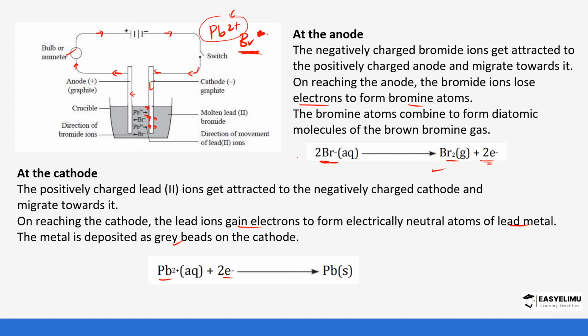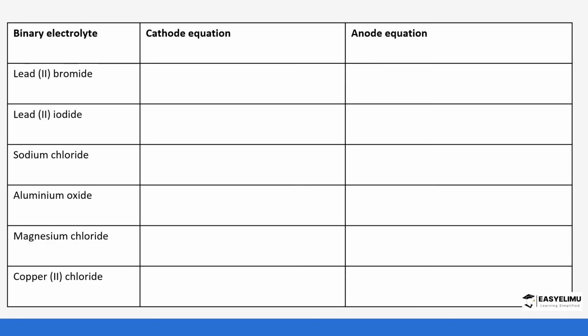You're going to see some gray deposits at the cathode. So those are the two observations. So these are other electrolytes. So we are going to derive the cathode equation and the anode equation.